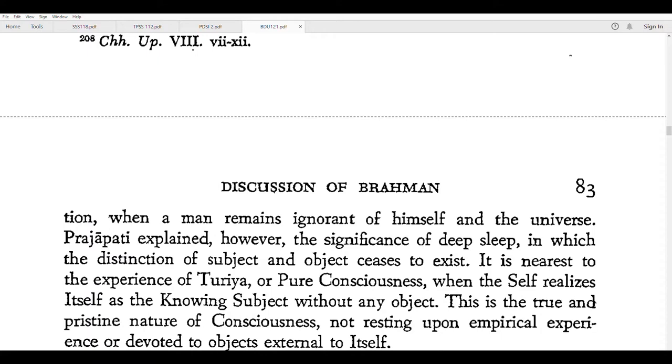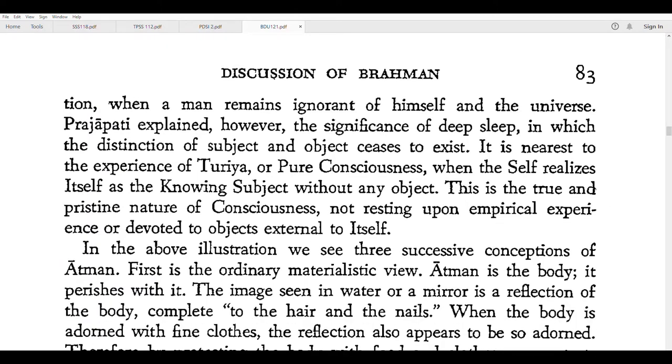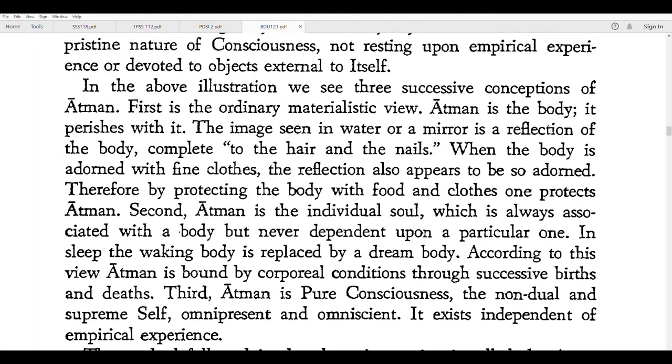It is nearest to the experience of Turiya or pure consciousness, when the self realizes itself as the knowing subject without any object. This is the true and pristine nature of consciousness, not resting upon empirical experience or devoted to objects external to itself. In the above illustration, we see three successive conceptions of Atma. First is the ordinary materialistic view.